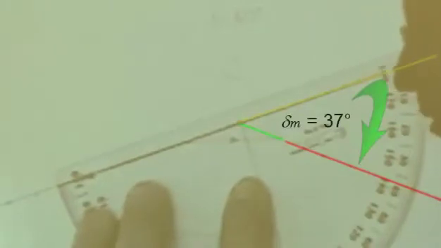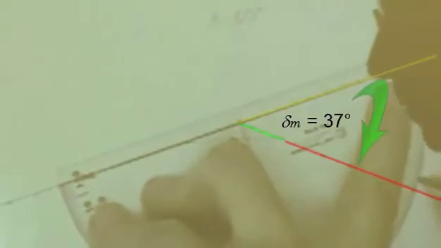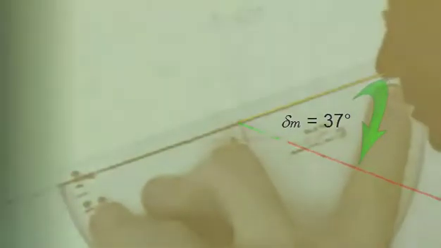And now let's measure that angle at 0, 10, 20, 30, and what do we have there, Derek? We have 35, 36, right about 37 degrees. 37 degrees. So our angle of deviation is 37 degrees for delta.